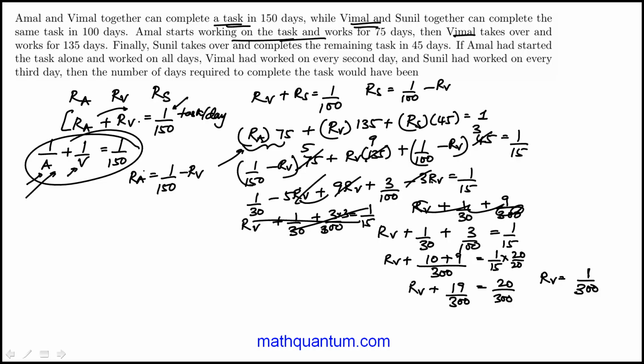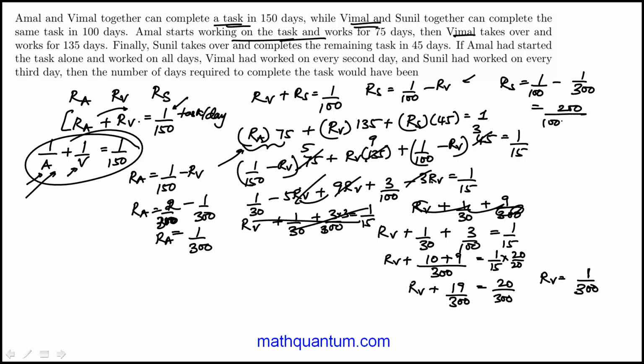And then I'll just compute the others. RA would be 1 over 150 minus 1 over 300. This is really 2 over 300, so that also becomes 1 over 300. And then finally for RS, I think that's what makes this question hard, is because of all these fractions and calculations. So 1 over 150.